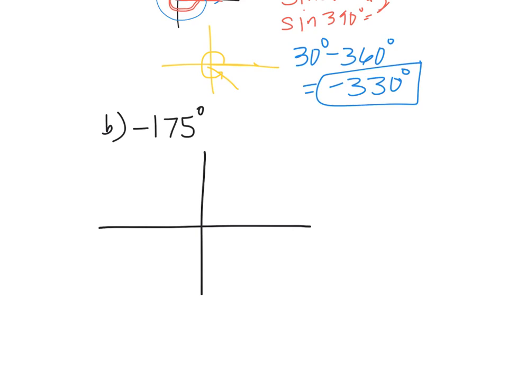So negative 175, you need to be like in the area of negative 175. Do you know what quadrant that would be in? What quadrant would that end up in?